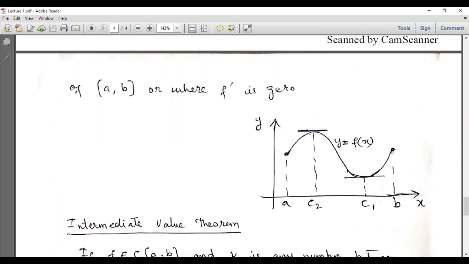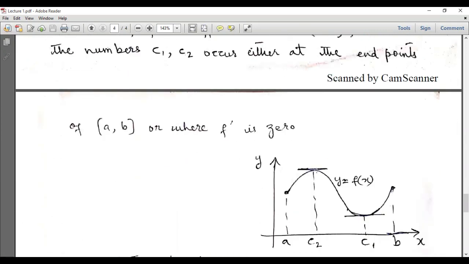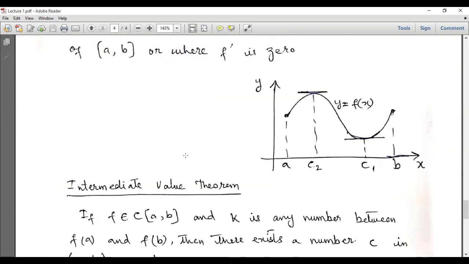Now, either these 2 points c1 and c2 are the endpoints a and b. Otherwise, these 2 points will be local maxima or local minima. So this is called the extreme value theorem. In this case, we can see that these 2 points c1 and c2 are not the endpoints of this range a and b. So it means these 2 points will be the maxima and minima, and the derivative of the function at these 2 points will be equal to 0. Okay, so this is what this theorem states.